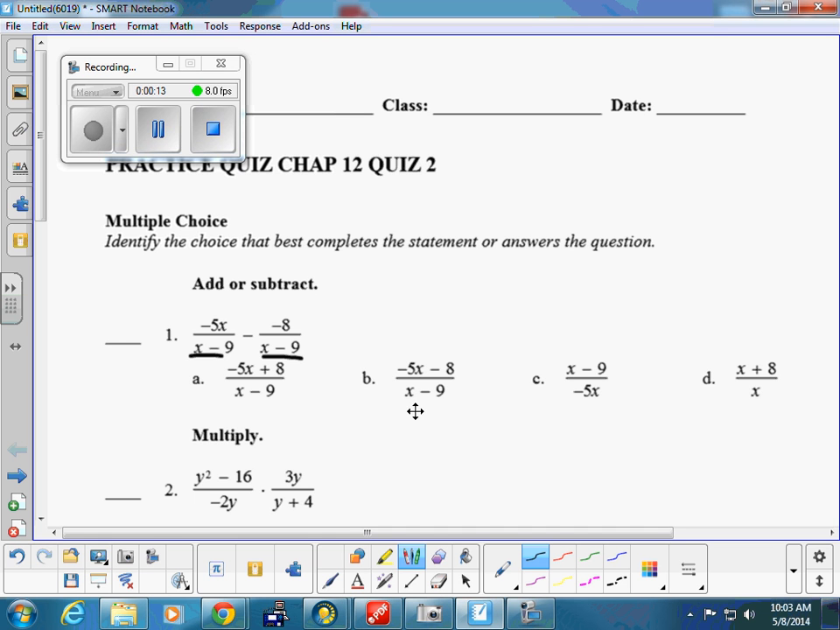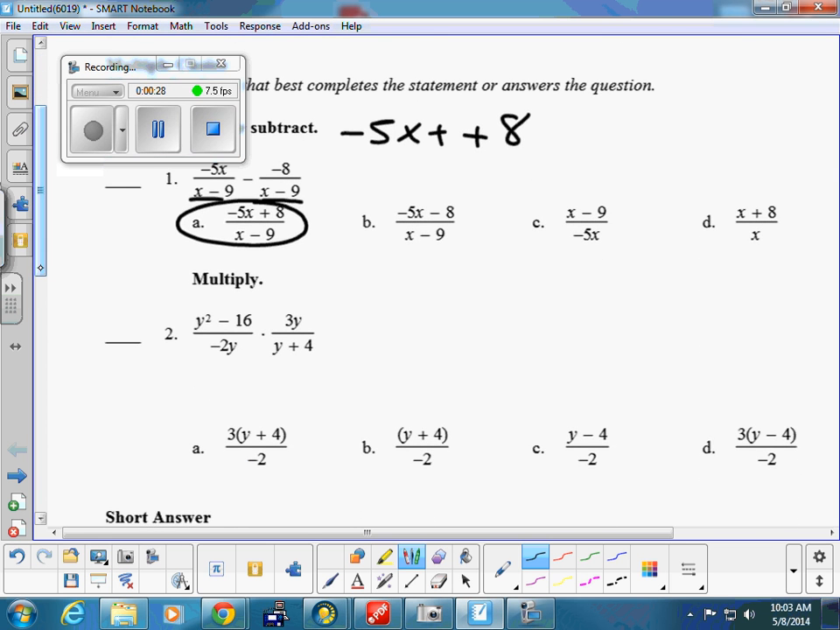You're going to take the tops and subtract them. Okay, you have minus and minus 8, so that's plus. So the answer should be negative 5x plus 8, which is answer A. Moving on to number 2.